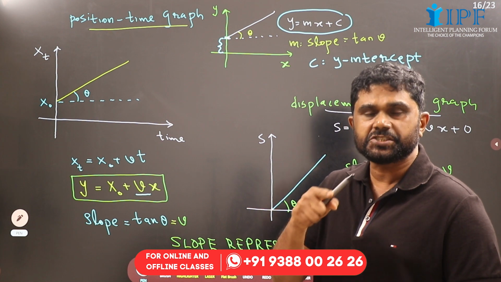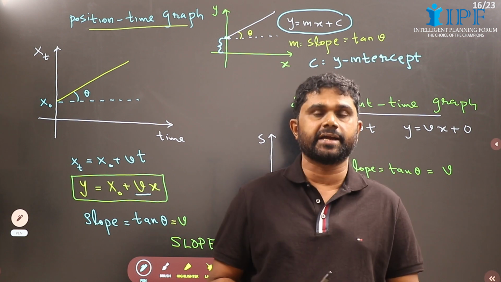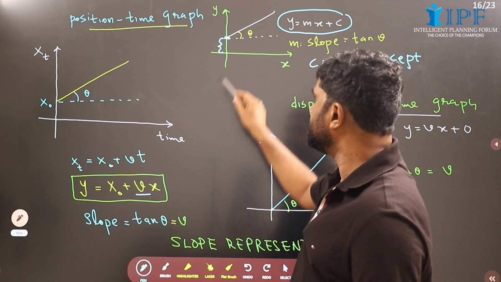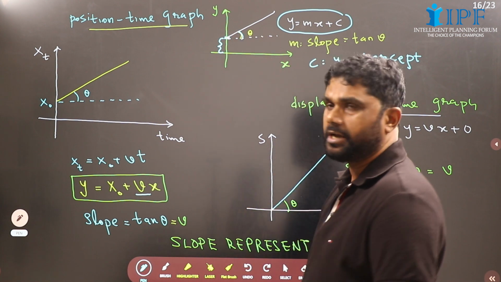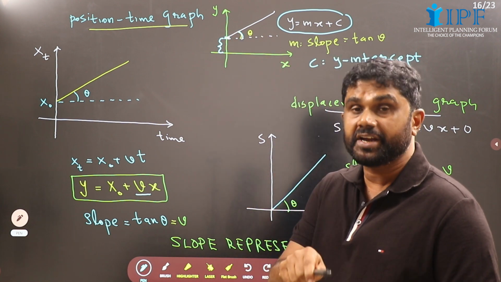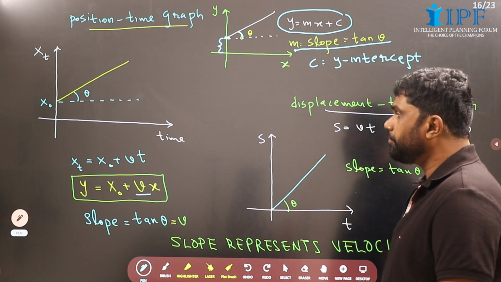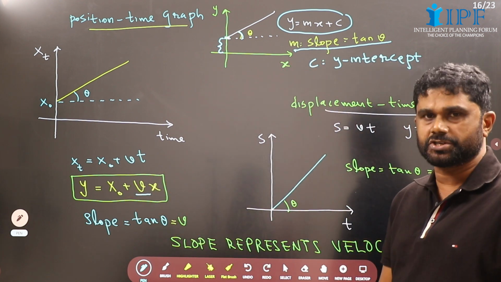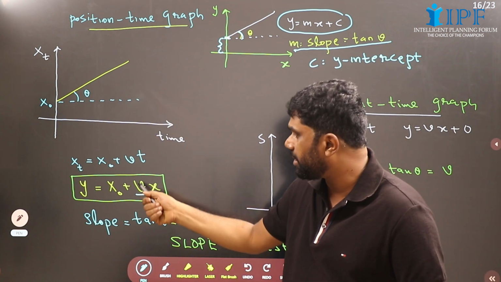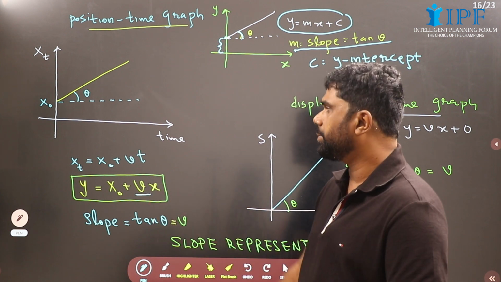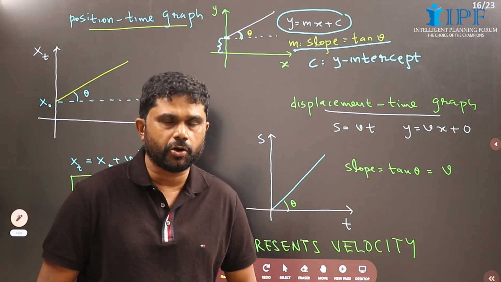What is the slope? It is represented by m and it is the tangent of the angle made by the straight line with the positive direction of the x-axis. This is the positive direction of the x-axis. This is the line and it makes, say, this much angle with the positive direction of the x-axis. So slope is defined as tan theta, so m, that is the slope, equals tan theta. When you compare this with the standard straight line equation, what stands for m here? It is v. It means the slope of the position time graph represents velocity. How do you find the slope? It is tan theta.